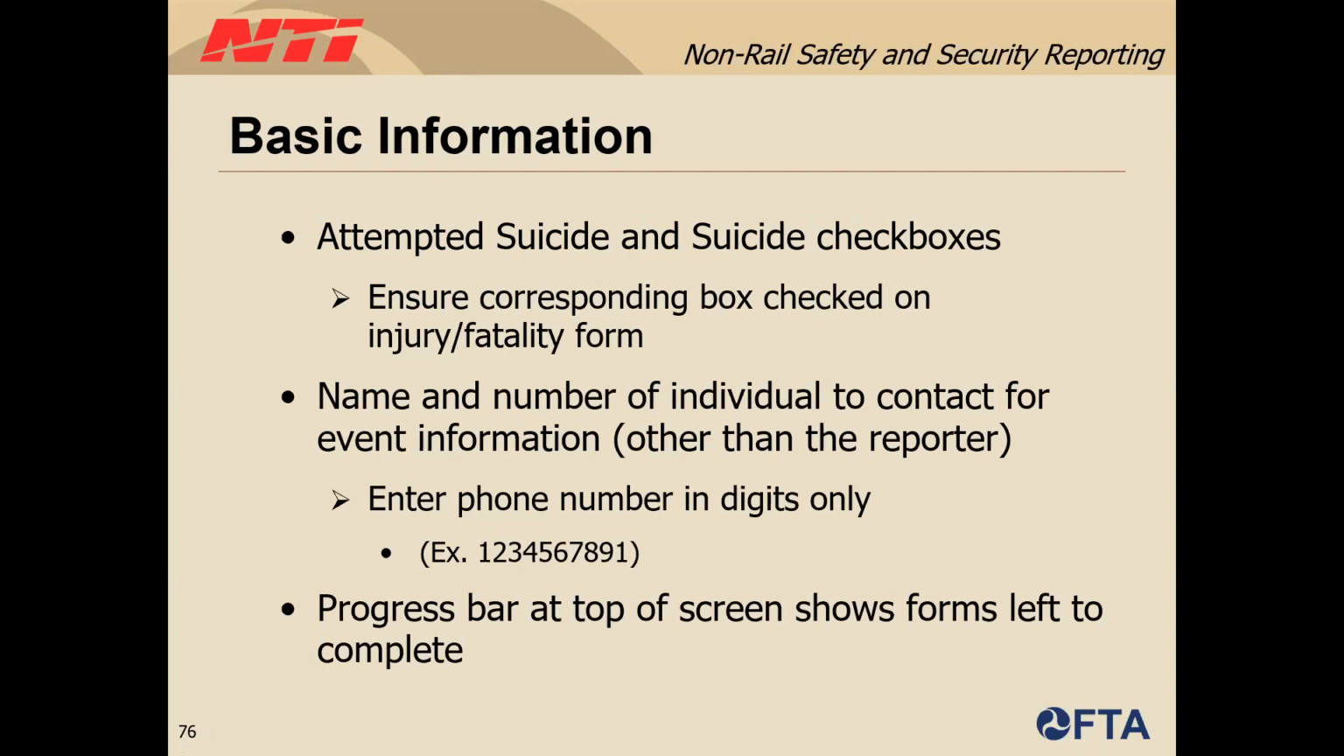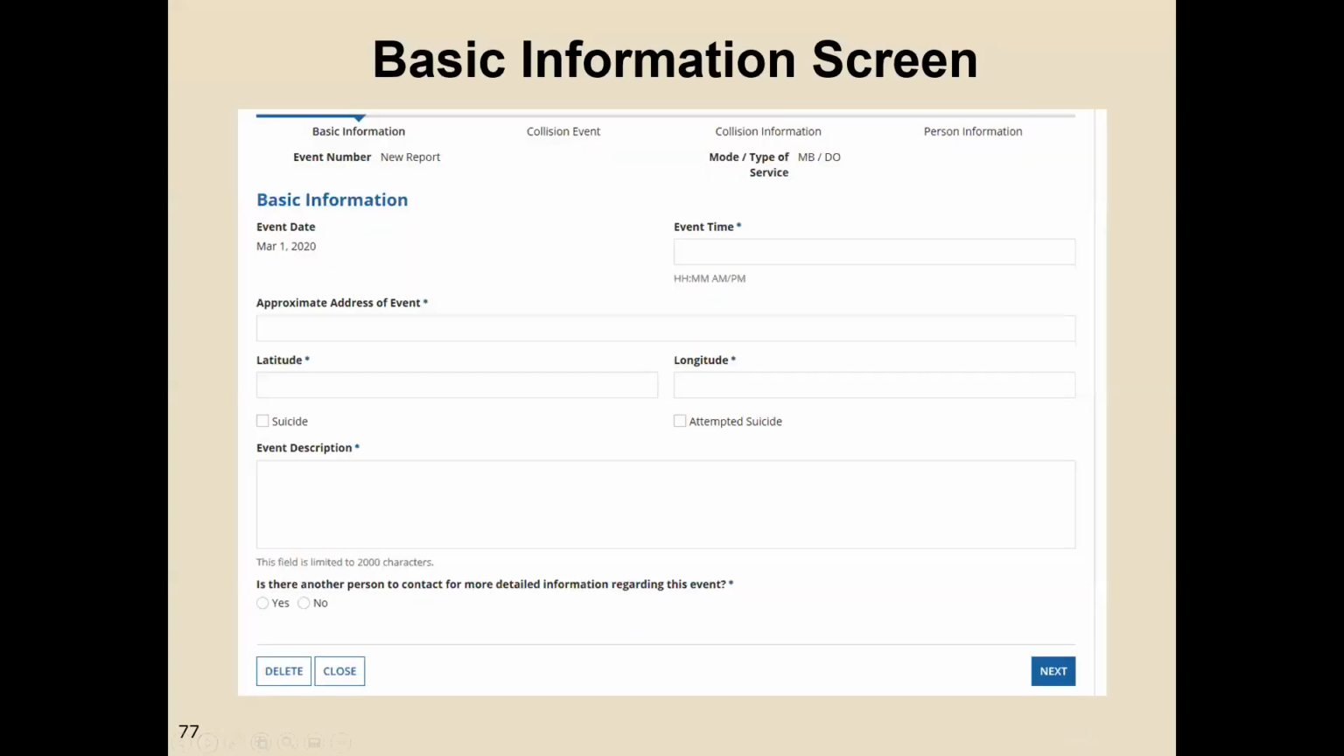The field will self-format. The basic information screen is also the first screen that the progress bar appears on. This bar shows how many subsections you have to complete in the progress thus far. Here's a snapshot of the basic information screen, and here you can see the progress bar at the top.